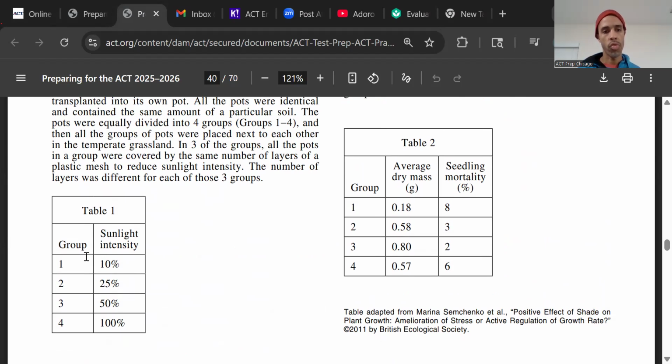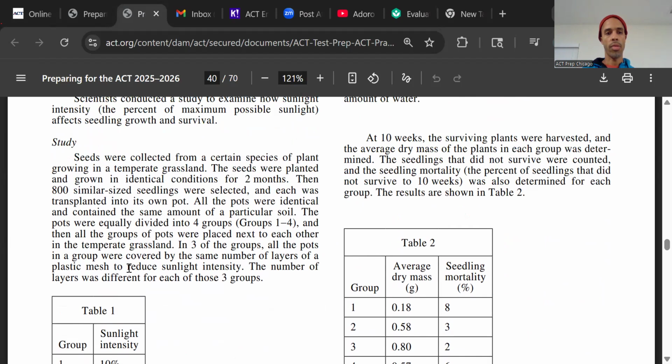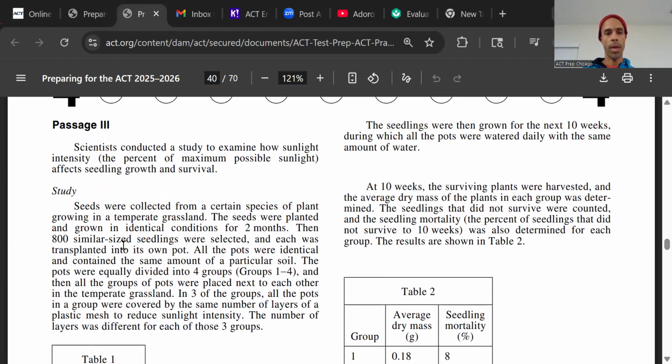I bet you it's group 1, and the reason I think that is because sunlight intensity was only 10%. So maybe the mesh covered some of the sunlight. Whereas in group 4, if sunlight intensity was 100%, that means nothing was covering it. I'm going to assume group 1 based on just looking at that chart. Let me just see about the mesh though.